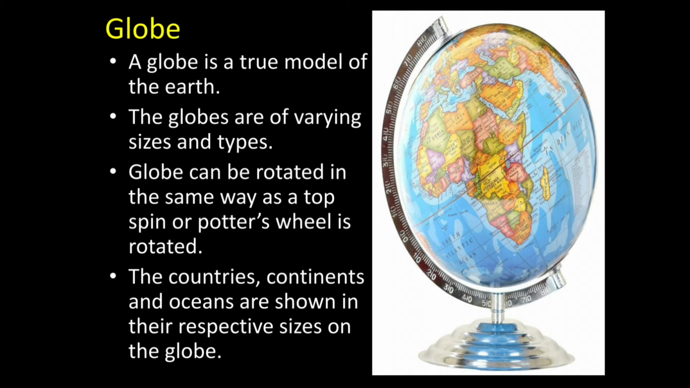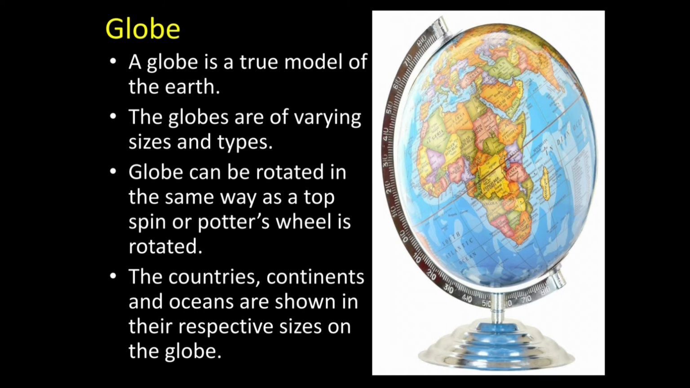If not, that's okay. A globe, as you can see here in the picture, is a true model of the earth. By looking at the globe, we can clearly understand the functioning of the earth, and that is why it is called a true model of the earth. It is also called a true model of the earth because its shape resembles the shape of the earth.